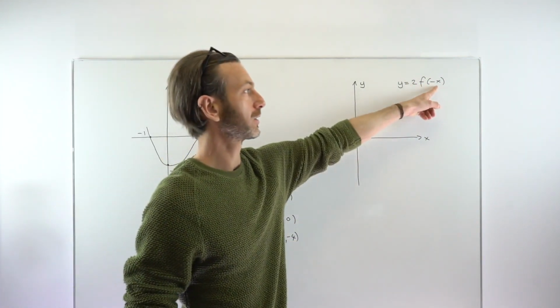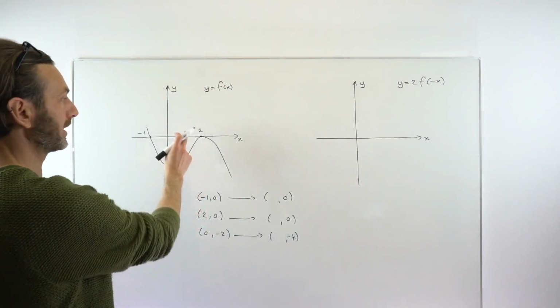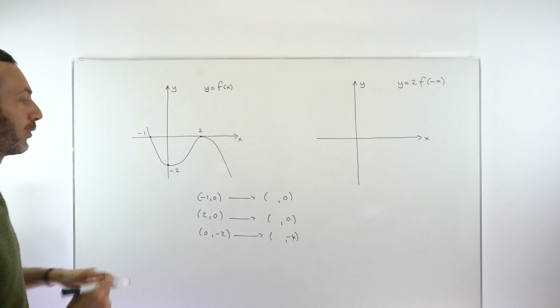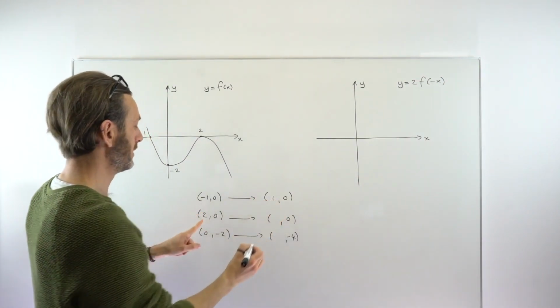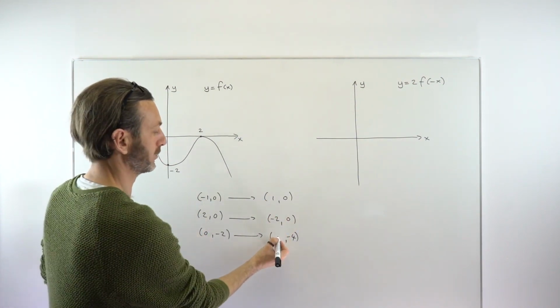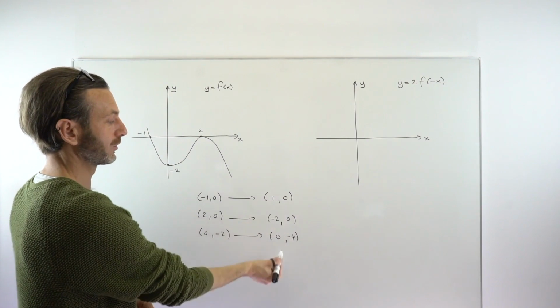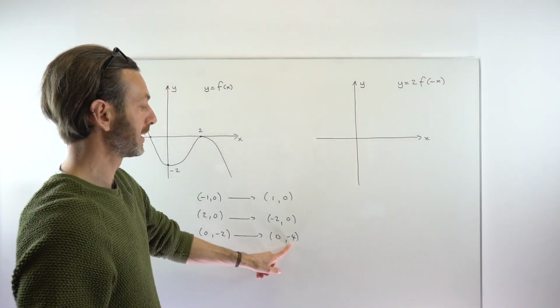The minus x, like I explained a moment ago, is a little bit tricky. You probably haven't seen that very often. It does make the x coordinates the negative of what they were. So the one which is at -1, minus minus 1 becomes 1, minus of 2 becomes -2. This one's at 0, -0 is still 0. So essentially these are the transformed points. These are the ones that are going to be on the new graph. So I'm just going to go ahead and plot those.